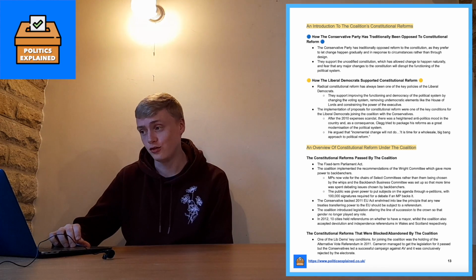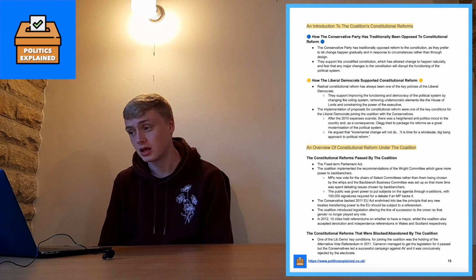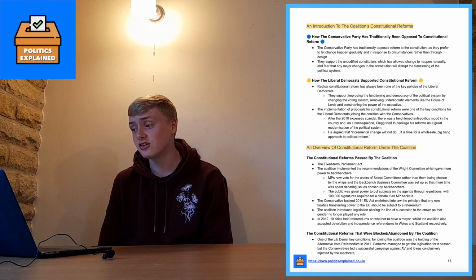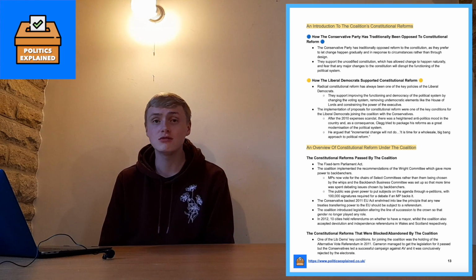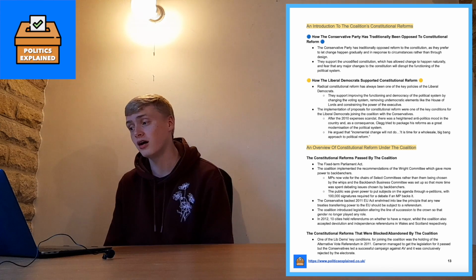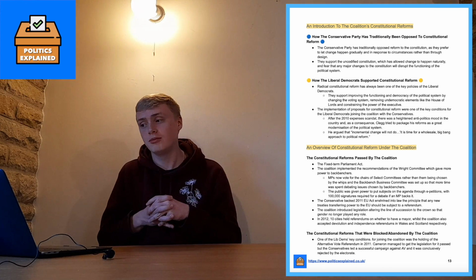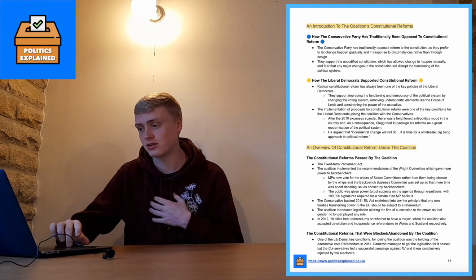There were a lot of constitutional reforms that were blocked or abandoned by the coalition. One of the Lib Dems' key conditions for joining the coalition was the holding of the alternative vote referendum in 2011. Cameron managed to get legislation for it passed, but the Conservatives led a successful campaign against AV, which was a more proportional system, and it was conclusively rejected by the electorate. This ended the honeymoon period between the two parties and effectively ended the prospects of further electoral reform for at least a decade or so.